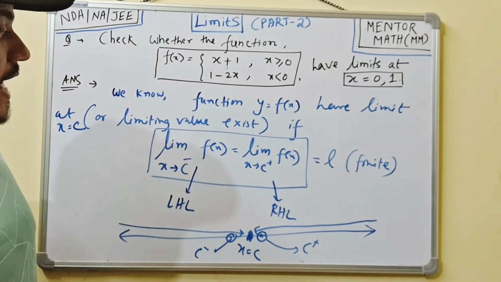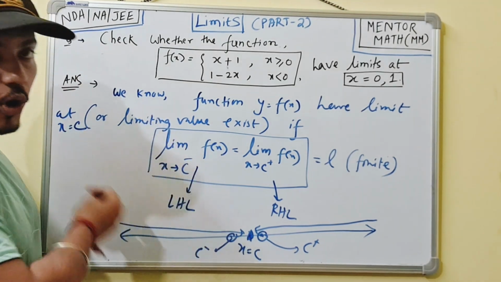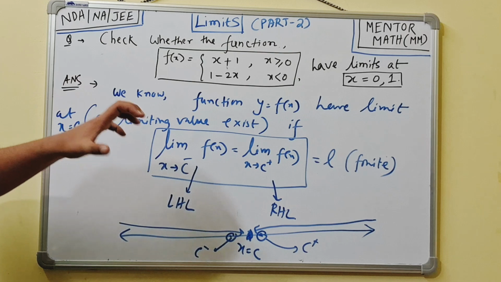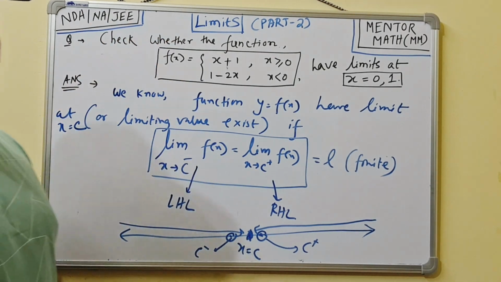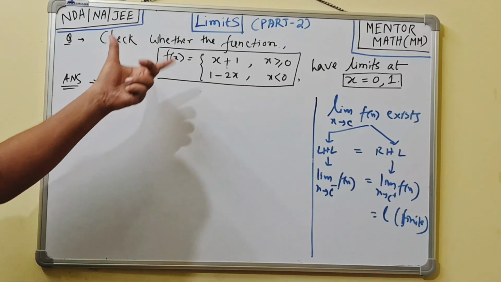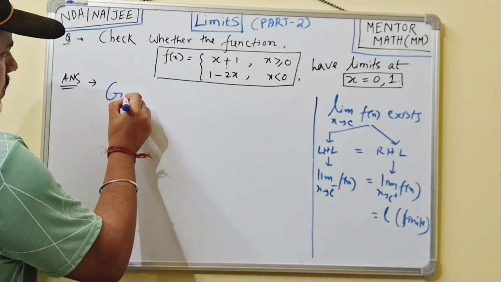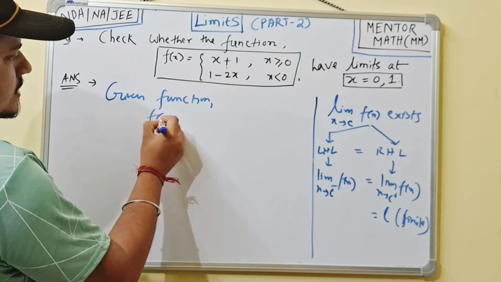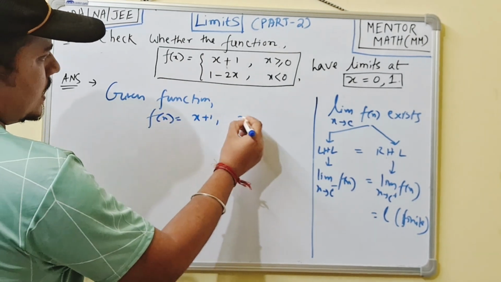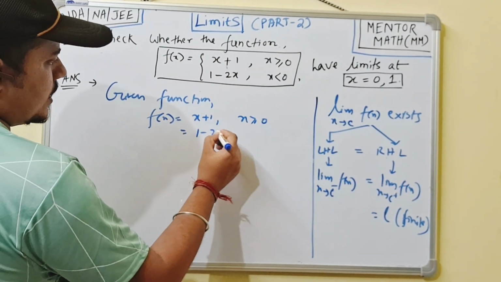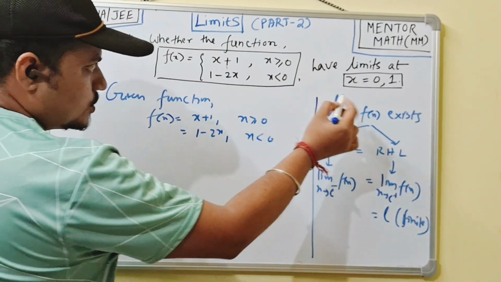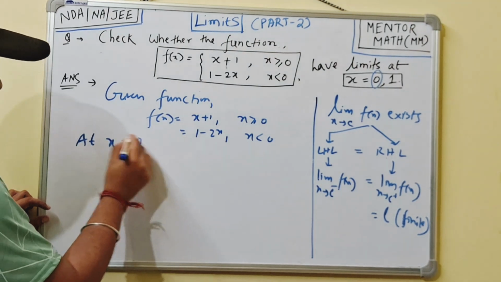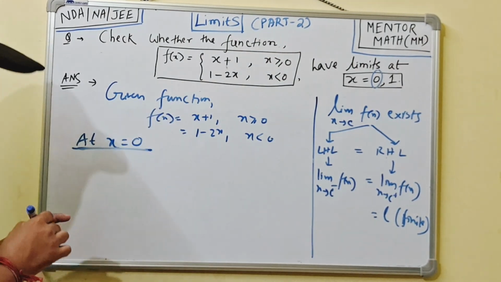So note please, with this formula definition you can solve your particular question. Now the given function is f(x) = x + 1 for x ≥ 0, and 1 - 2x for x < 0. Now we have to check for the first point, x = 0. So at x = 0 we have to check whether this function gives a limiting value, yes or no.